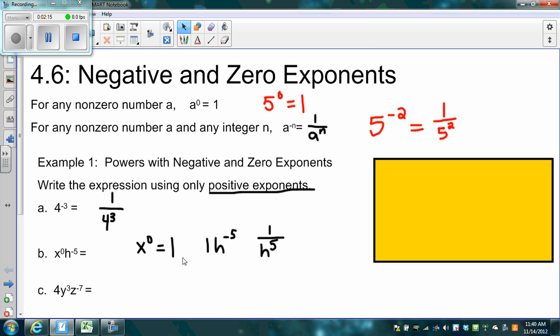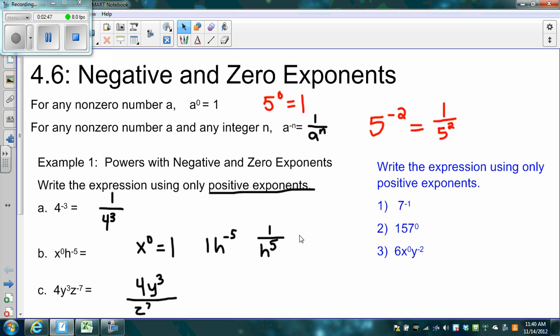And lastly, what if we have this complicated one where now we have a number and variables? So in this case, on the top, we're going to keep the 4. Also, y to the third is positive, so that can stay on top. But z to the negative seventh has a negative exponent, so we're going to move the z and the 7 exponent, make it positive, to the bottom. So that's how we would rewrite these. So I'd like you to take a second and press pause and practice with the following 3 examples.